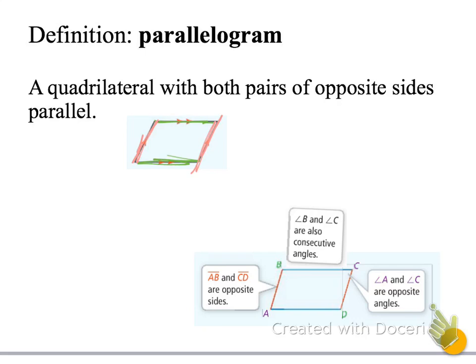Okay, so we can see that B and C are consecutive angles, and A and C are opposite angles. They sit across from each other. And AB and CD are opposite sides. So AB, CD are opposite sides, as well as BC and AD.